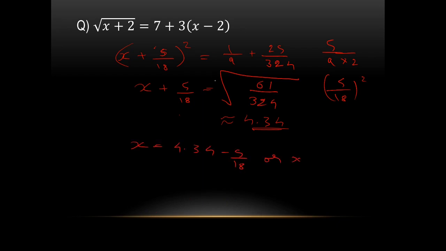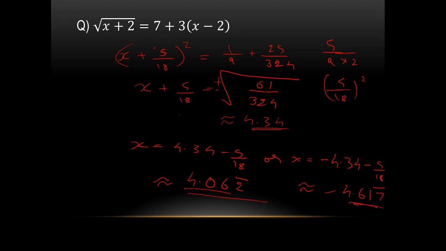As here we take plus or minus square root, it becomes x is equal to plus 4.34 minus 5 by 18, or x is equal to minus 4.34 minus 5 by 18. So approximately equal to 4.062 recurring, and this other x is approximately equal to minus 4.617 recurring. These two are the two roots of the equation.